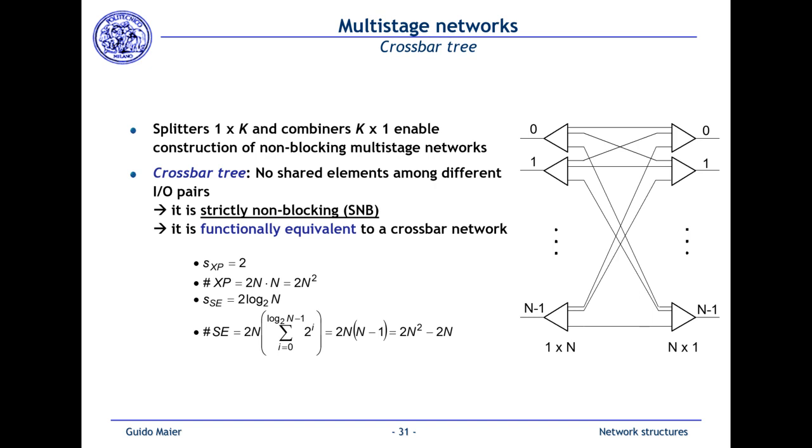This is a fully connected network. We will go back to this definition later on. It means that each matrix of the first stage, that is in this case a splitter, is connected to all the matrices in the second stage. So the interstage pattern is in this case quite simple. You take the first inlet of the first splitter and you connect it to the first combiner, the second outlet to the second combiner, and so on and so forth until you go to the outlet N that is connected to combiner N.